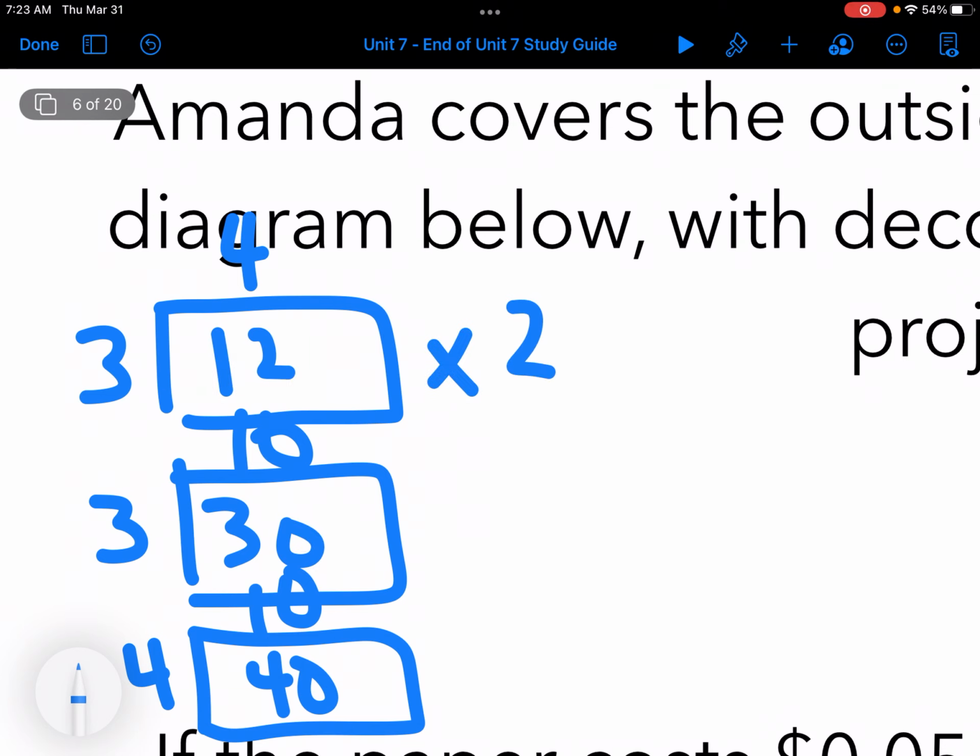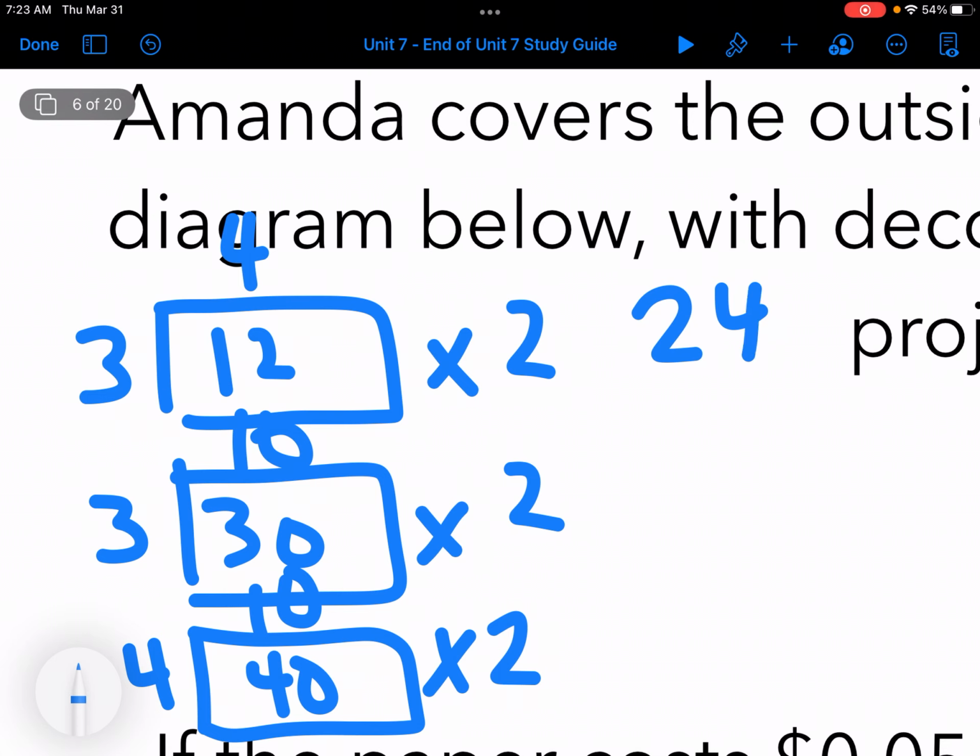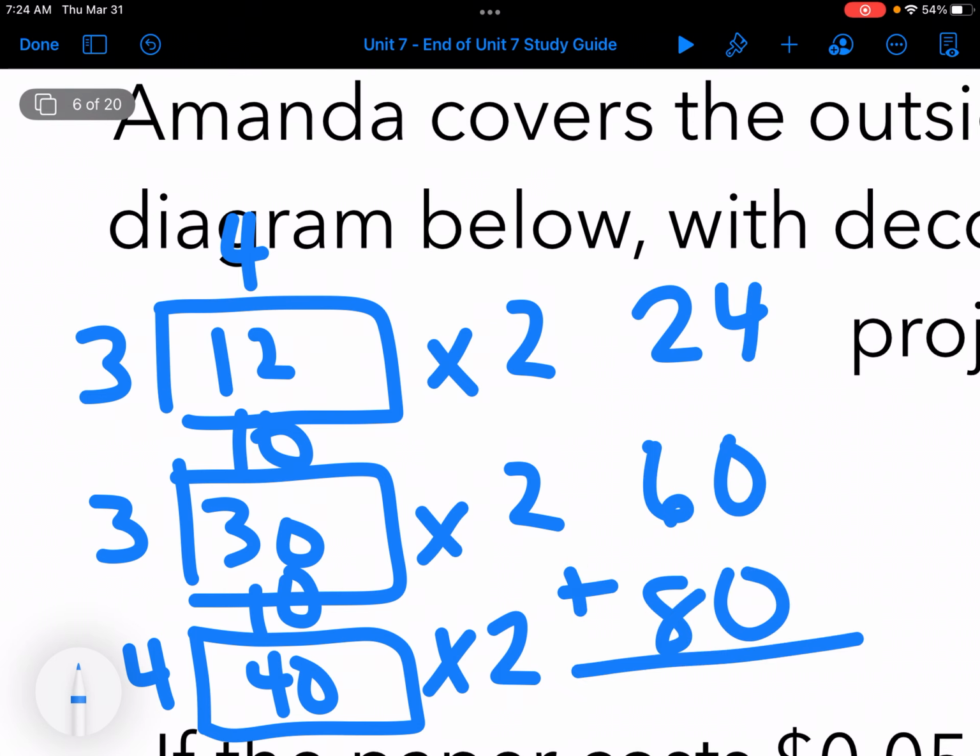And I have 2 of them because I have 2 of each face. Because a rectangular prism has 2 congruent faces, and it has 3 pairs of those. So I have 24, 60, and 80. And I'm going to add those up. So that means I have a total of 164 inches squared.